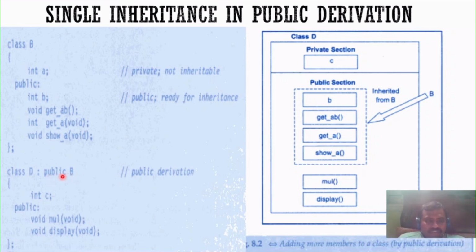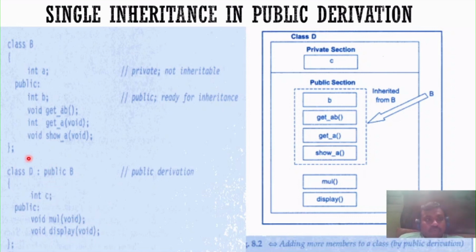So what type of derivation is it? Public. Public B. This is called public derivation here. Now, int C. Here C is a private data member of the class D. Now in the public section it will contain two member functions. One is multiplication, another one is display. In short, it is called MUL of void. The number of arguments is void, that is nil. So this is all about the class D.